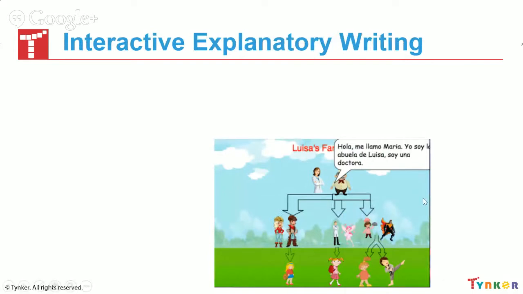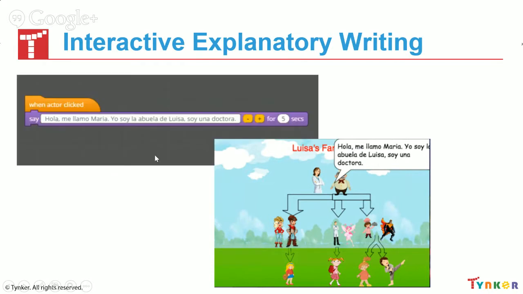Now here's an example of an interactive project. This was a student who created a family tree. And when you click on the characters in her family tree, the characters will introduce themselves and their occupations. And this is the code that she put in for each of the actors. So when actor clicked, in this case, Maria says, "Hola, me llamo Maria." And she explains that she is this person's grandmother and a doctor.